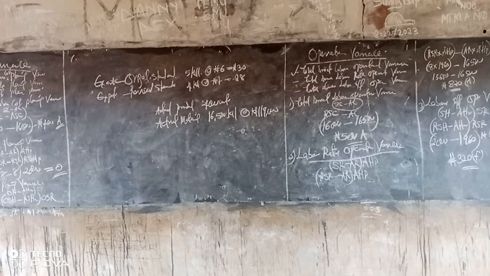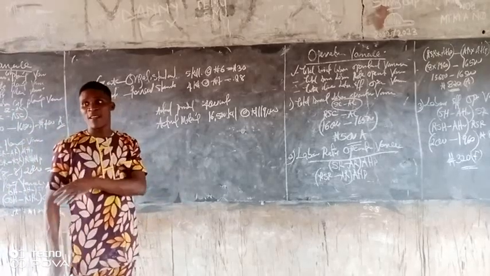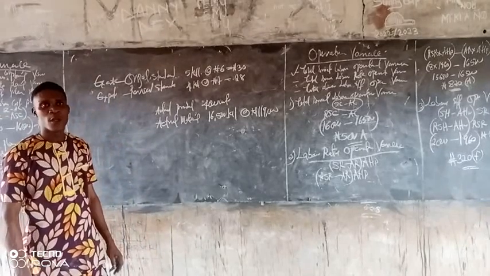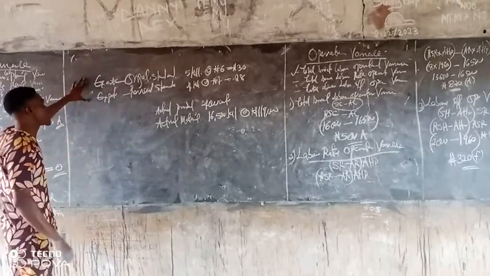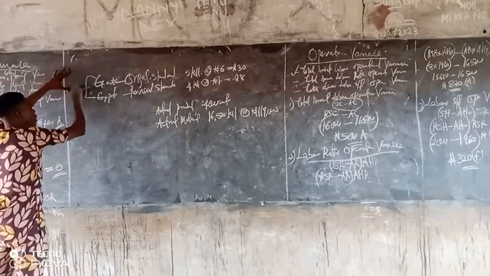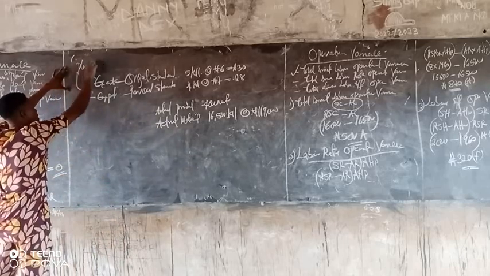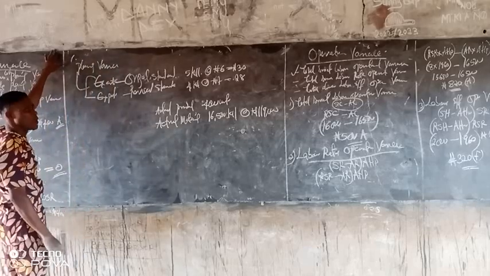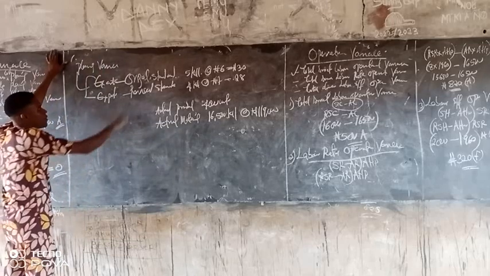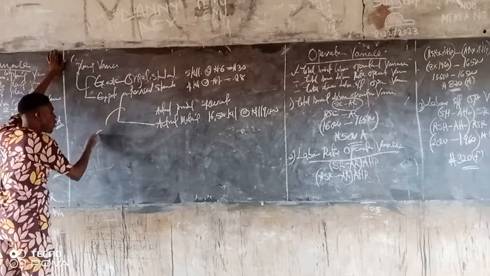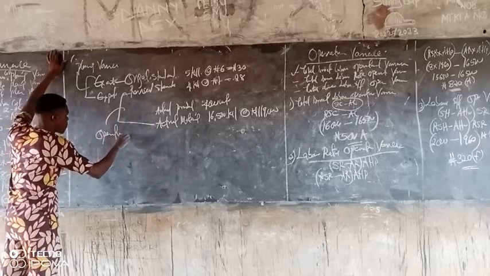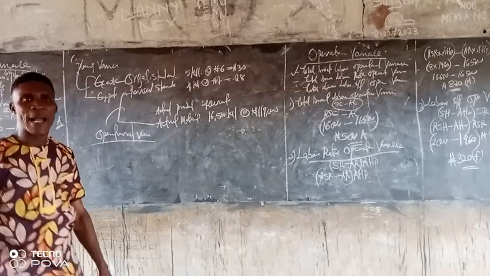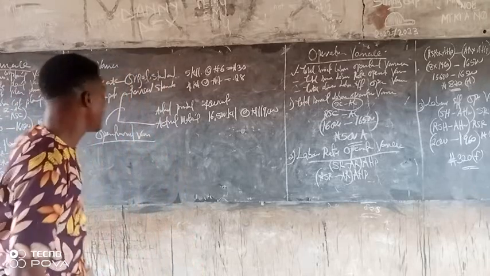Let's start from planning this time around. When you are doing planning, what do you compare? You compare your ex-ante results with the ex-post. That's our planning variance. For the operational variance, you compare the ex-post and the actual. Let me start from planning now. Don't forget, we are dealing with material here.